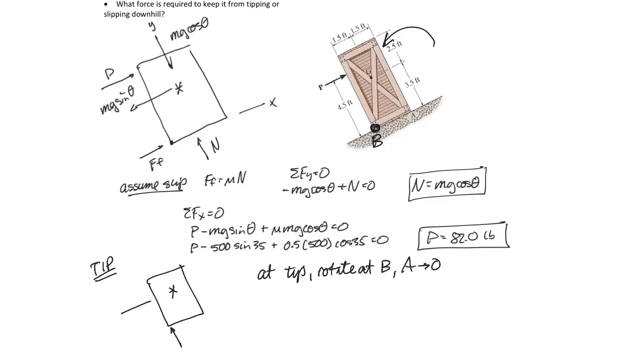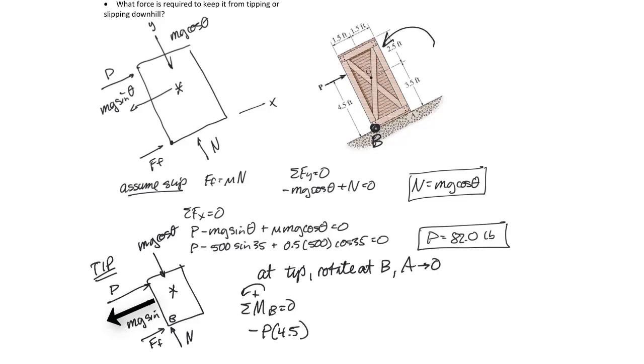All right, let's go ahead and put our forces back in here. Mg sine and mg cos. Still got a pushing force right there. And the force of friction goes this way. All right, but when we're analyzing tipping, all we have to do is do a moment equation about the point of rotation, which is B. So sum of the moments about B is equal to 0. And so I have minus P times, and that has a lever arm of 4.5. That's right there, this lever arm right there.